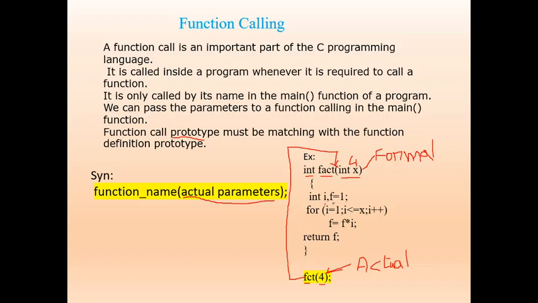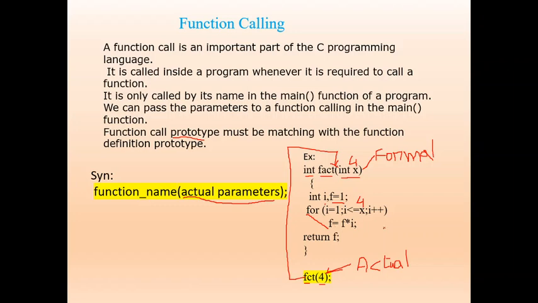i is not initialized. i is an integer variable. f is an integer variable and initialized with 1. Now consider this loop. i is 1. i is less than or equal to x. x means 4. The condition is true. i plus plus will increment i by 1 in the next iteration. f equal to f into i.